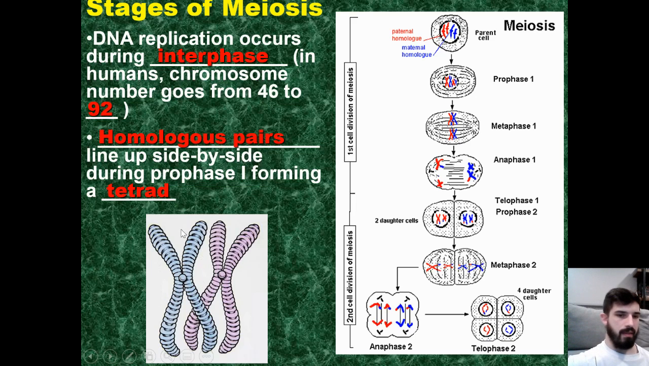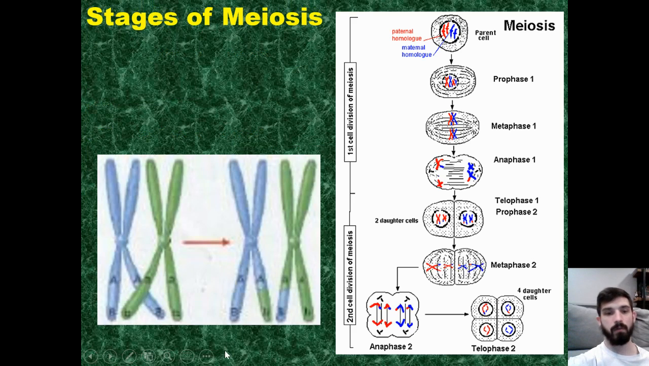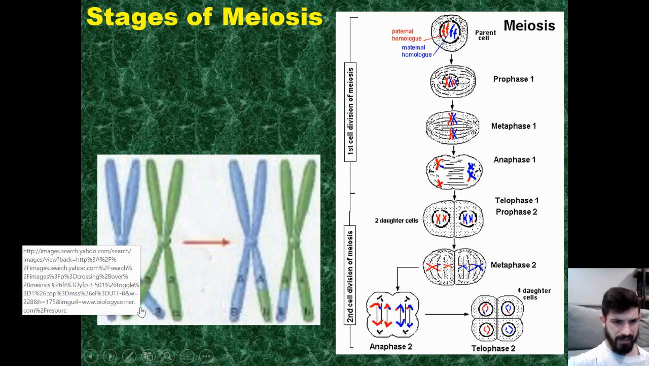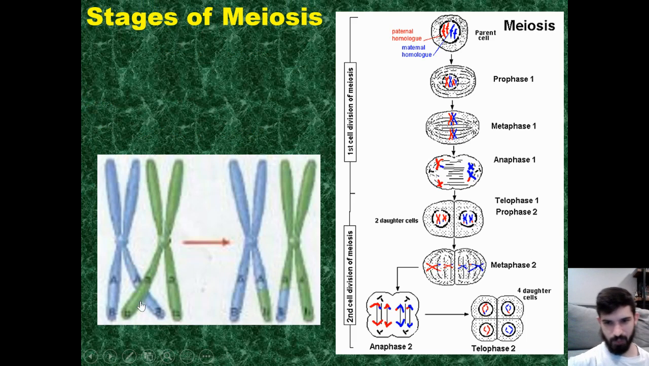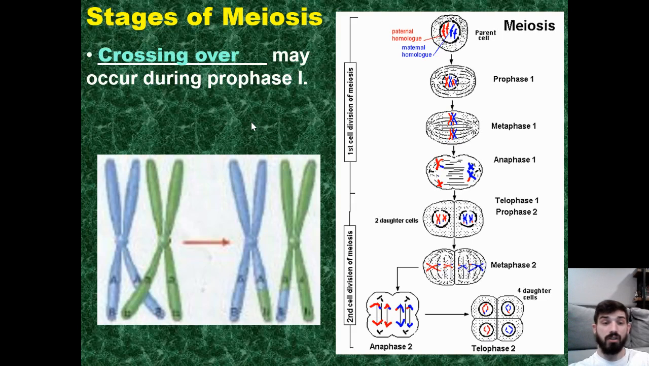So these matching homologous pairs are going to cross over. See here how they kind of just like do a little high five. And now the after effect, though, is that some of the genes from the green chromosome are on the blue chromosome, and some of the genes from the blue chromosome are on the green chromosome. And we call this crossing over, and this happens during prophase one.